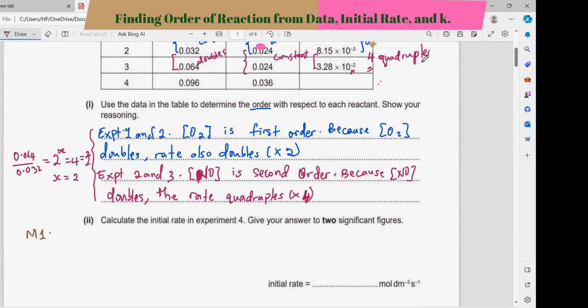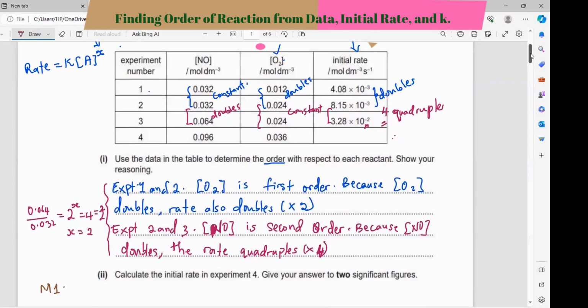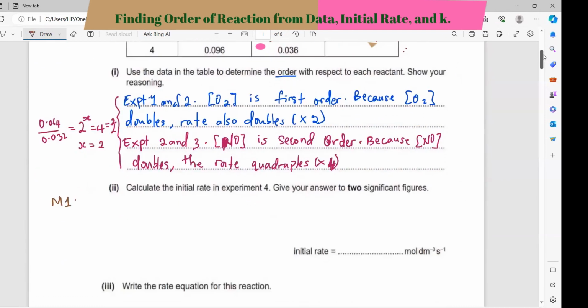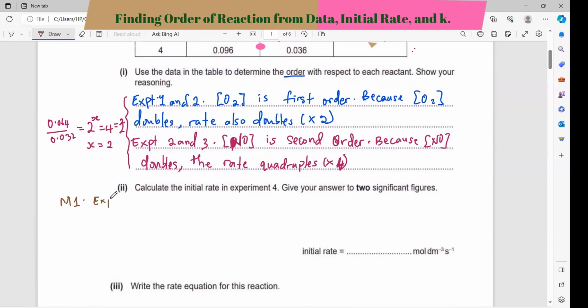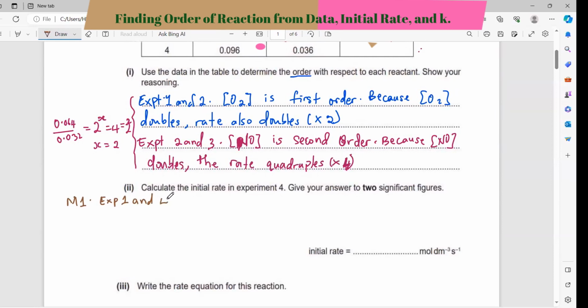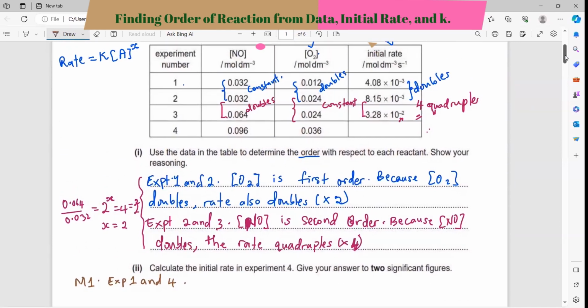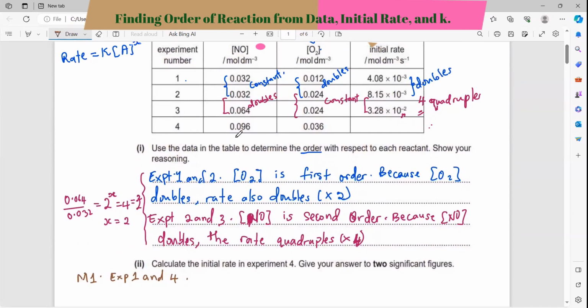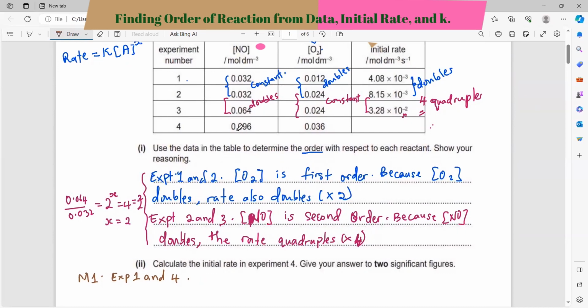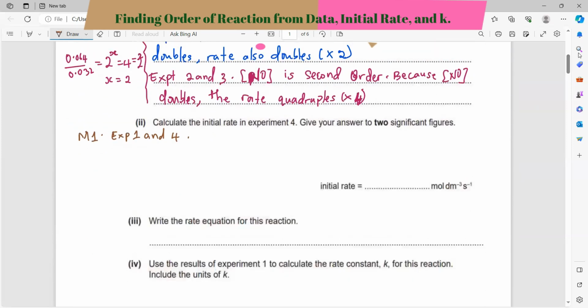Method 1, we could use the data. We could use a table to solve this question, all right? So we could use experiment 1 and 4. Okay. So using experiment 1 and 4, for example, you would find that the concentration of nitrogen monoxide from 0.096 to 0.032 should give you, if you divide that, 3, right? So you would have 3, and that order should be 2, right?